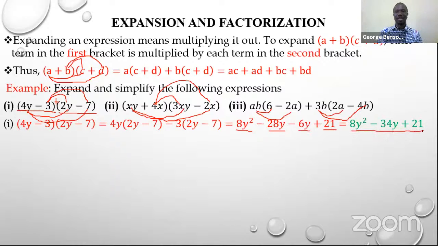8y squared minus 34y plus 21. Wow. Correct. Yes.